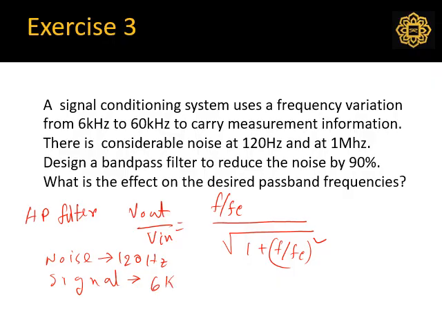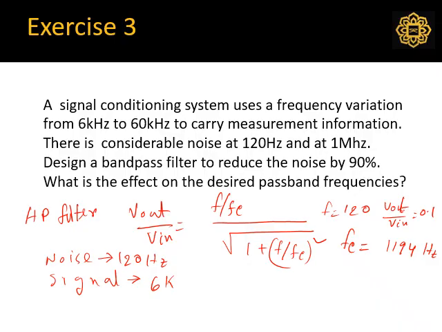Okay. So if you put 120 here, let's say F equals 120, and you have basically 10%, so 10% is 0.1. So from this equation, with V out by V in equals 0.1, you'll get Fc equals 1194 hertz.